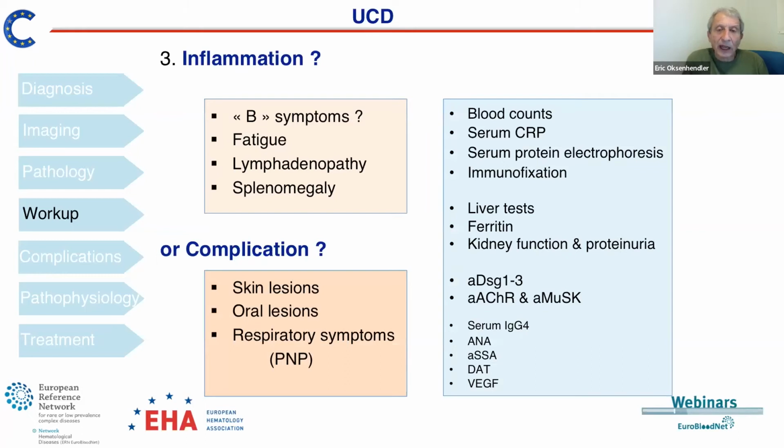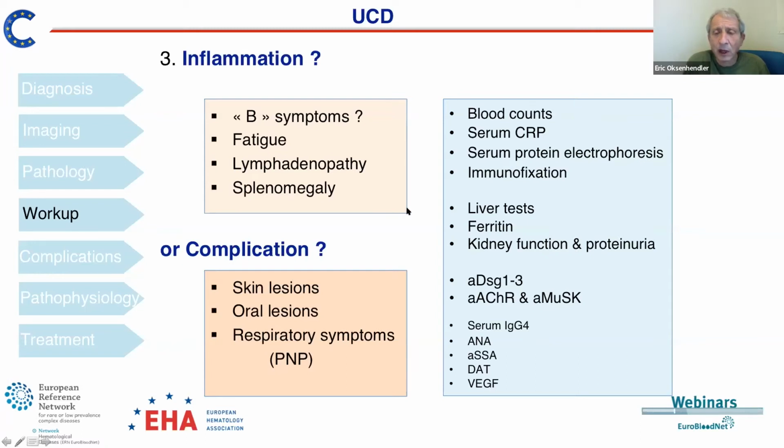And the third point is to look for possible inflammatory markers, both clinically and biologically, or complications. So the symptoms are the usual symptoms: B symptoms, fatigue, lymphadenopathy, splenomegaly, that could suggest a diagnosis of lymphoma. And the most important complication to know is paraneoplastic pemphigus. So we have to look for skin lesions, oral lesions, or even respiratory symptoms in these patients.